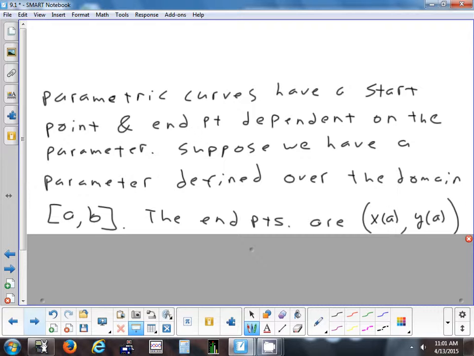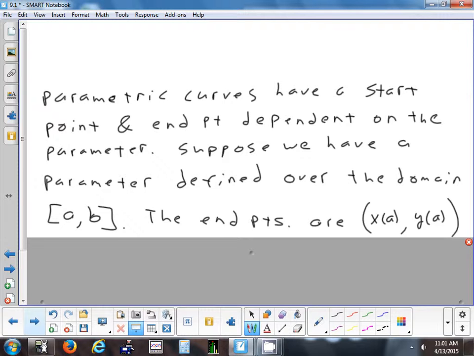All right, so suppose we had a parameter that was defined over the interval, or the domain, from A to B. This closed interval from A to B is the interval that we are allowed to plug numbers in for. So if it was 0 to 5, you would be allowed to pick anything you want for the parameter as long as it's between 0 and 5. On the calculator, that would correspond to Tmin and Tmax.